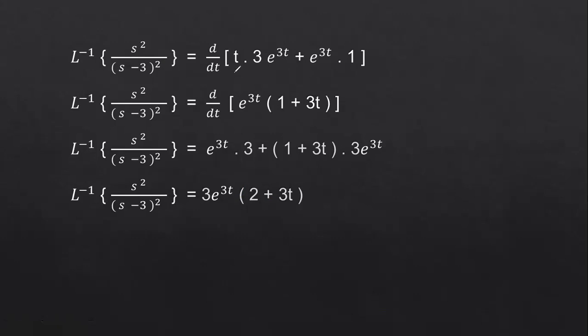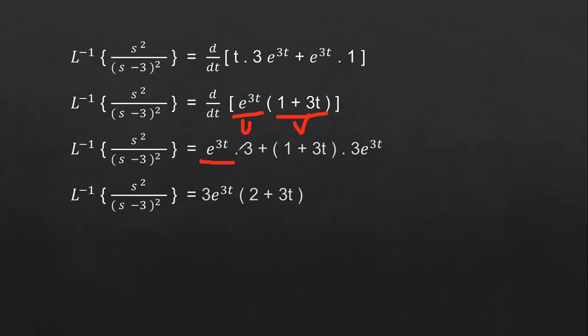So you got that term here. Again, what do we have to do? We have to do the second differentiation: d by dt of e power 3t into (1 plus 3t). Assume one part as the u function and the other as the v function, whichever it is.